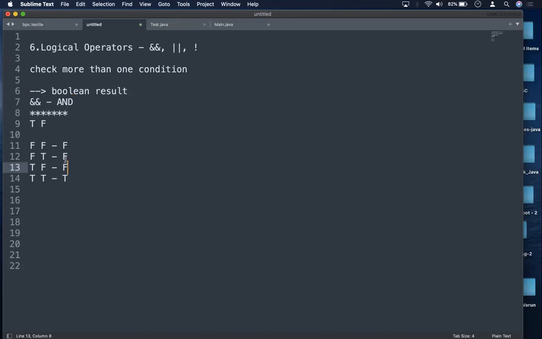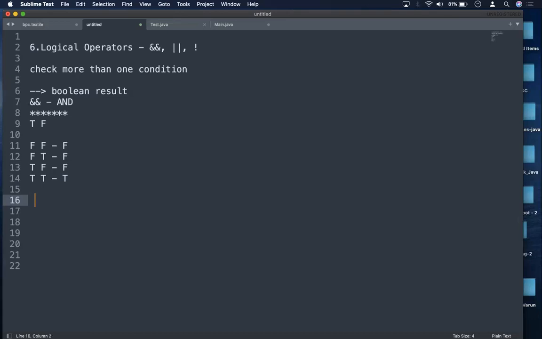So this is the AND truth table. Whenever two conditions are false and false, then it is false. And if at least one of the conditions is false, then it is false. Only when both conditions are true is the result true.